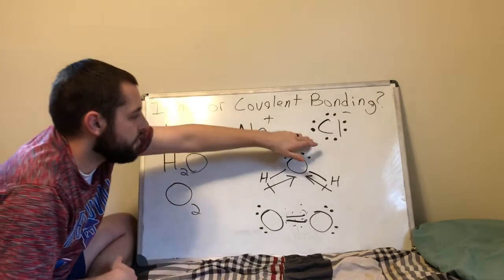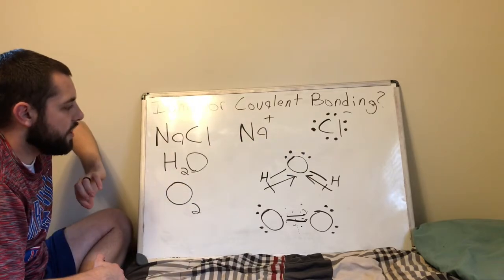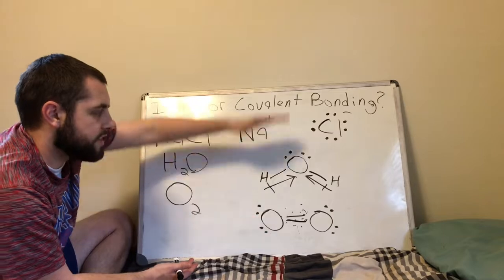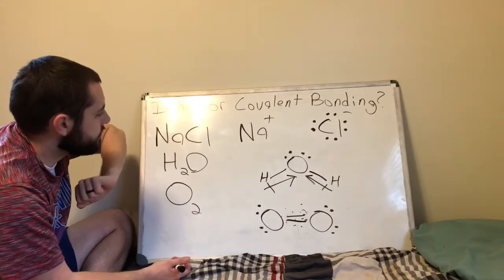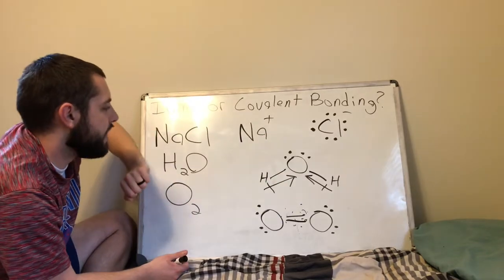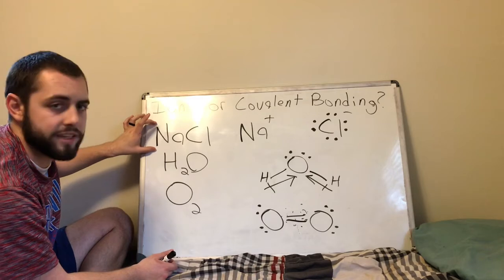Ionic is the transfer of electrons. Covalent is the sharing of electrons. They're not complete opposites. It's more of a spectrum. Now we're going to learn how do we balance ionic compounds. We're going to focus here on our ionic bonds for this next little bit.